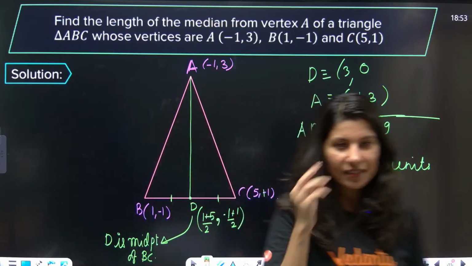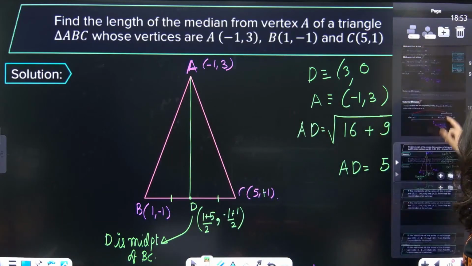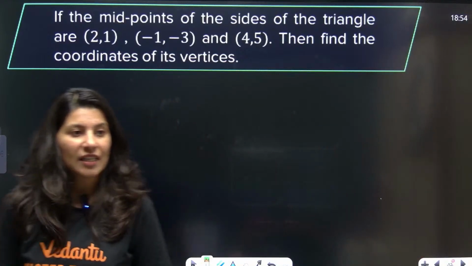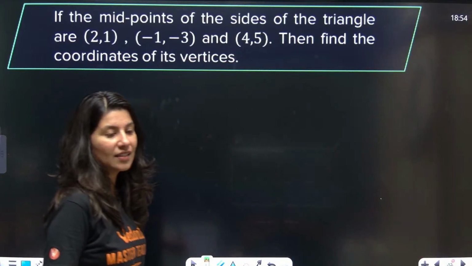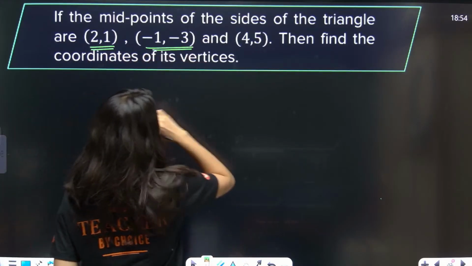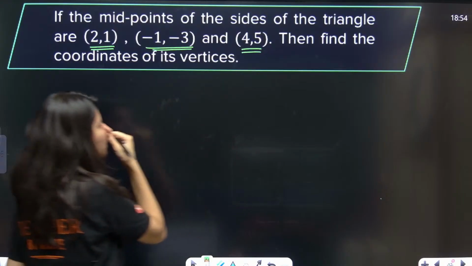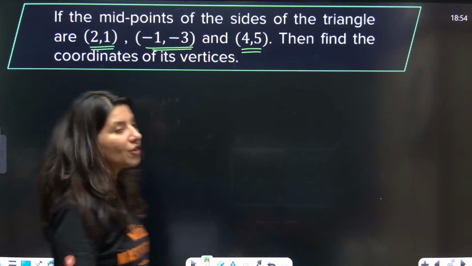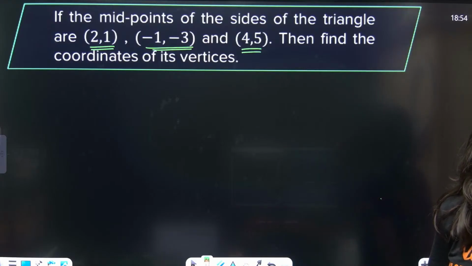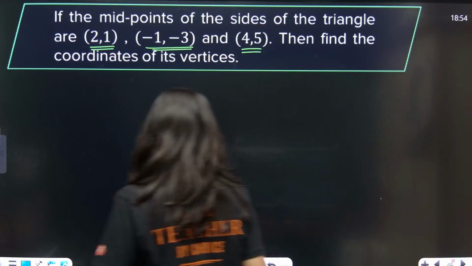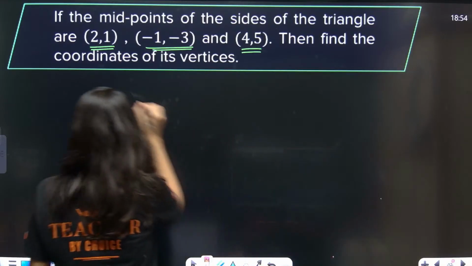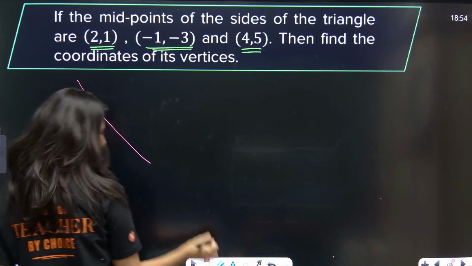Next question, ready? Next question, I am giving it to you, okay? If the midpoints of the sides of a triangle are 2, 1, -1, -3 and 4, 5, then find the coordinates of its vertices. So again, make a habit of plotting the diagram, okay? So I am going to plot the diagram for you.